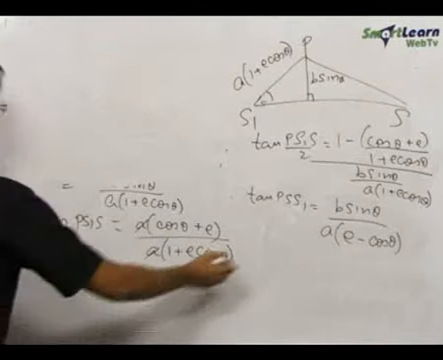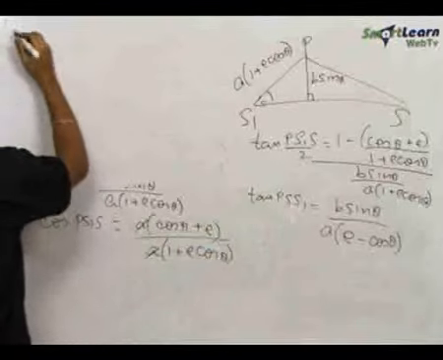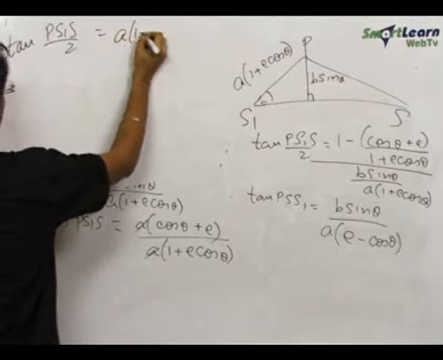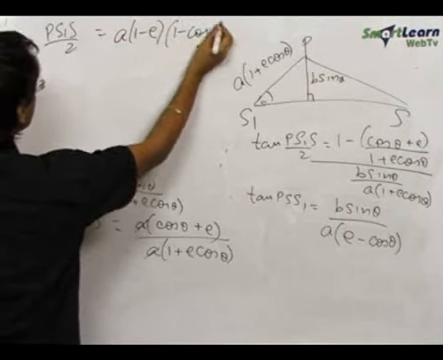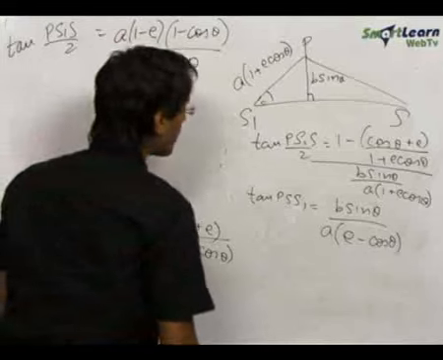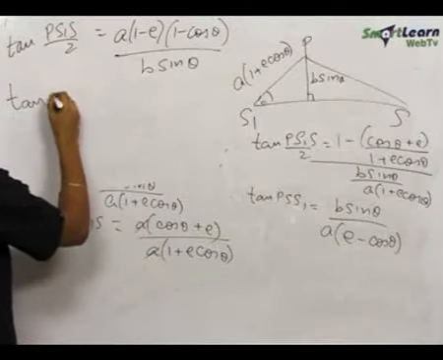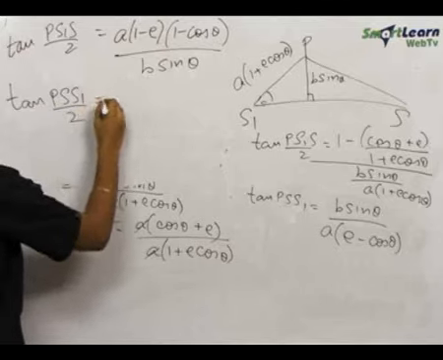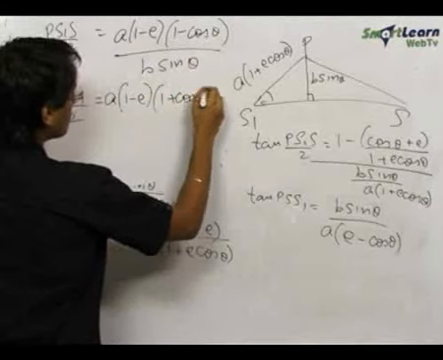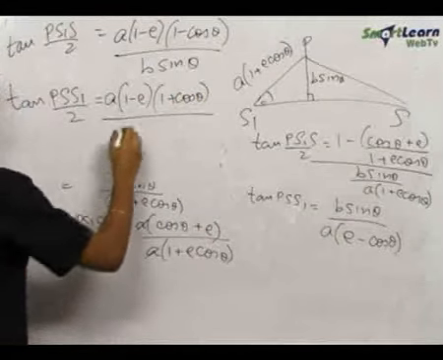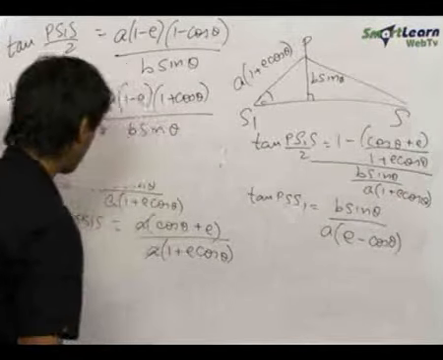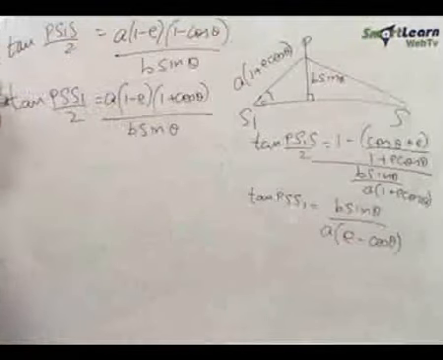Hence, on solving this, we get tan of PS1S by 2 to be equal to A into 1 minus E into 1 minus cos theta upon B sin theta. Doing the problem in the similar fashion, we can find out tan of PSS1 by 2 to be equal to A into 1 minus E into 1 plus cos theta upon B sin theta.